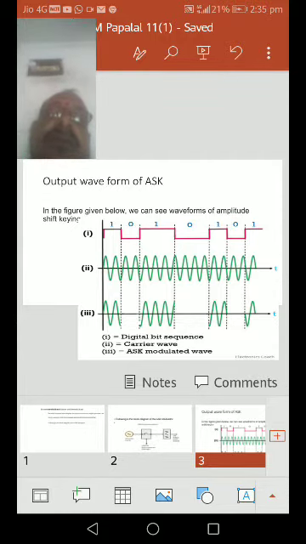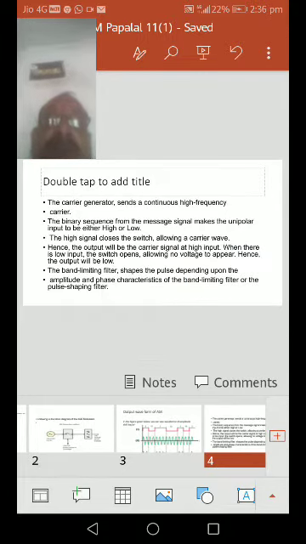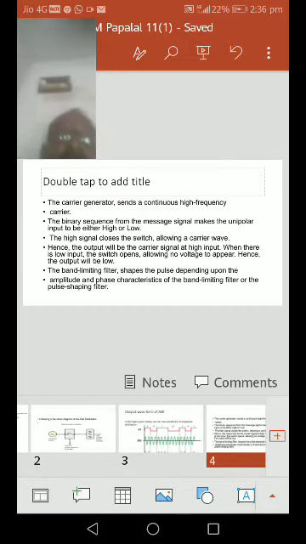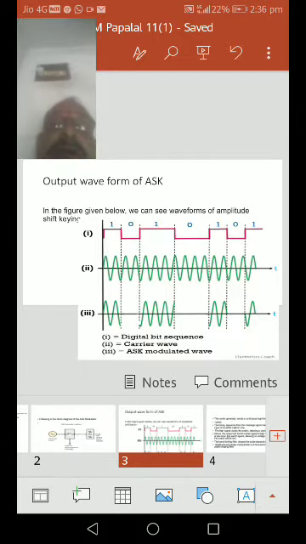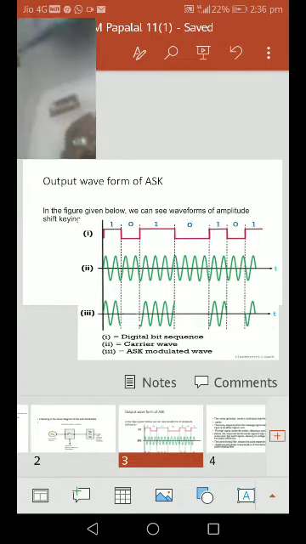For 1 the carrier is present, for 0 the carrier is absent, for 1 the carrier is present, and for 0 no carrier is present. In this way, we transmit the waveform of amplitude shift keying. Digital bit sequence, carrier wave, ASK modulated wave.